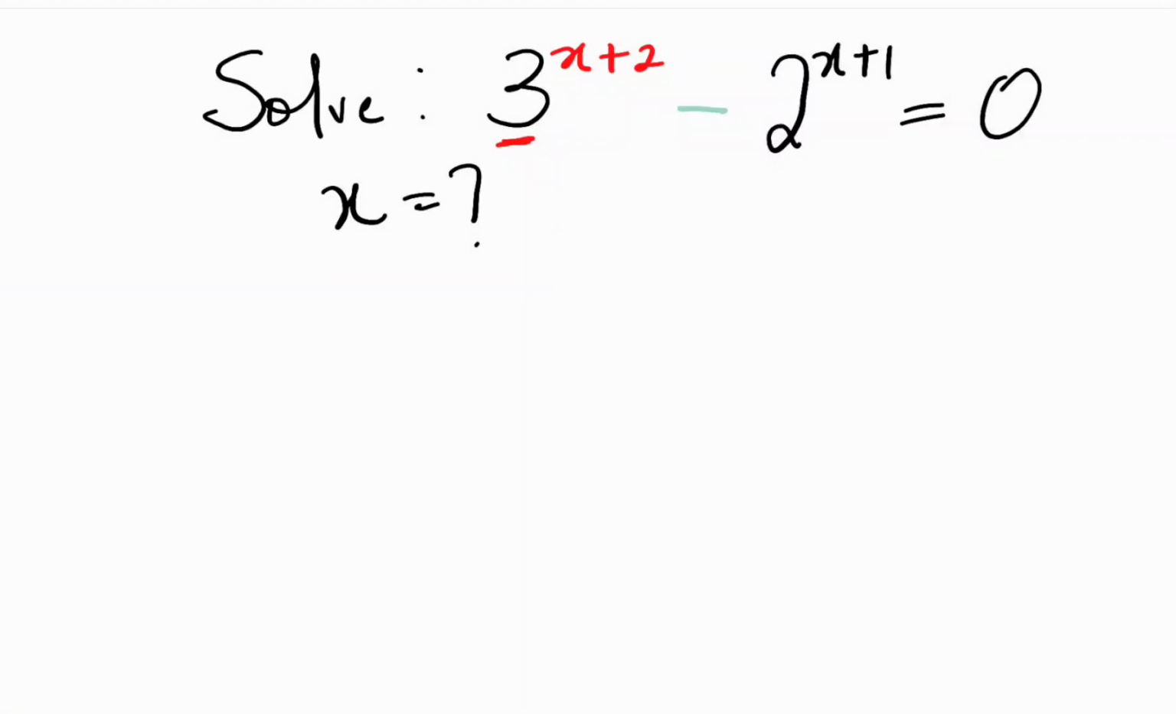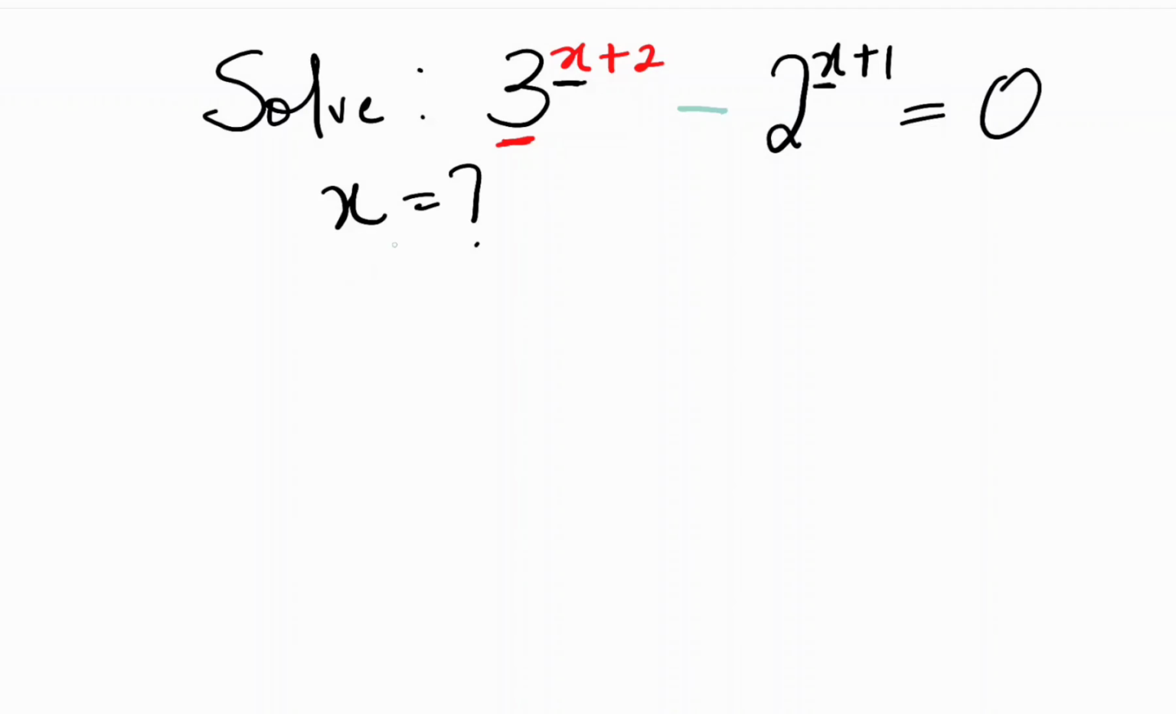In today's class, we provide a solution to this initial Olympiad maths problem we have on the board. We are told to solve 3 power x plus 2 minus 2 power x plus 1 is 0. Our goal here is to find the value of x that will satisfy this particular problem we have on the board. Okay, so since we have this particular equation, we must know some of the rules of exponents and logarithm because it plays a very important role in finding the value of the solution.